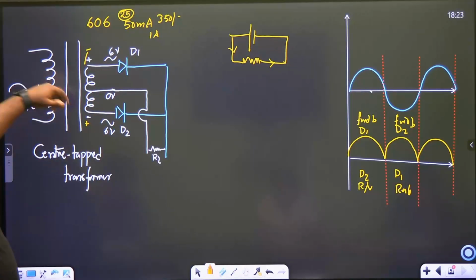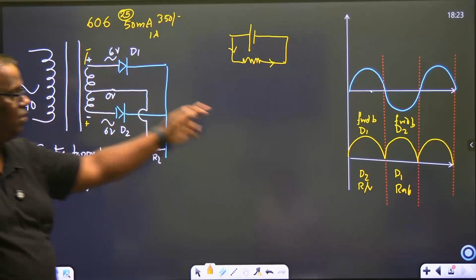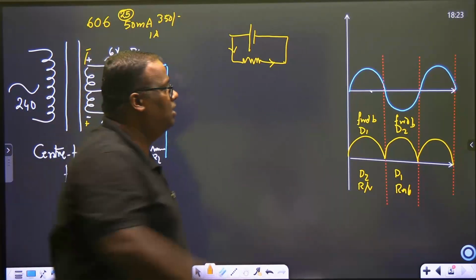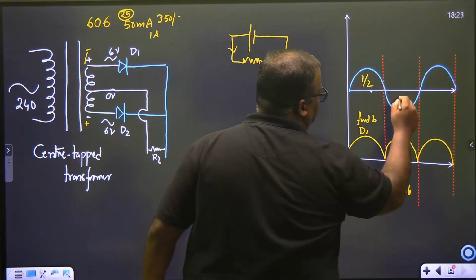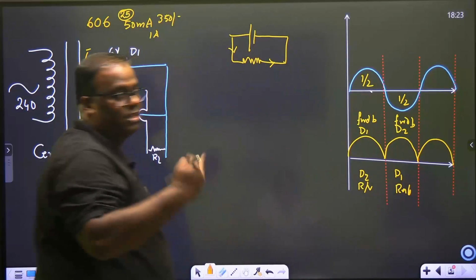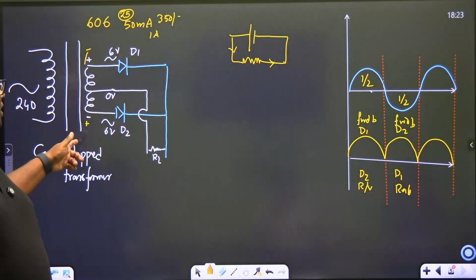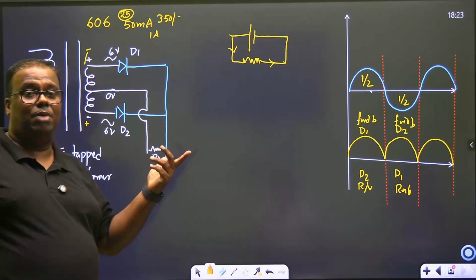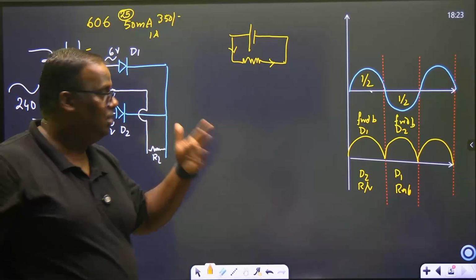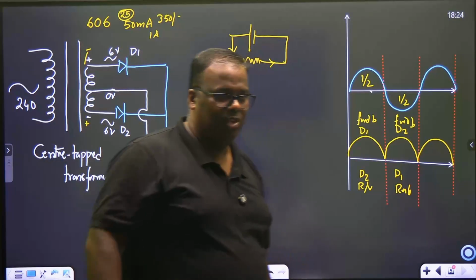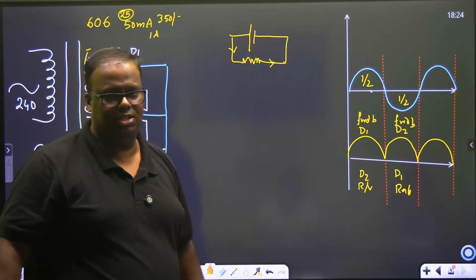During the first half cycle, diode D1 is forward biased and gives an output for the first half cycle. This is the first half cycle. This is the second half cycle. Diode D1 is forward biased, gives an output. During the second half cycle, D2 is forward biased, D1 is reverse biased. So D2 gives. But here also there is a challenge.